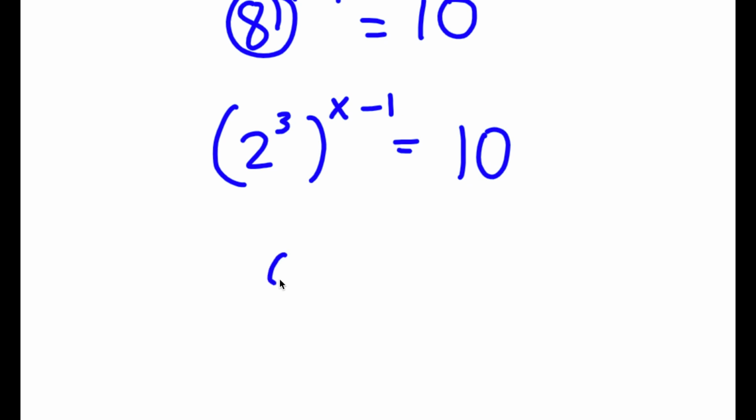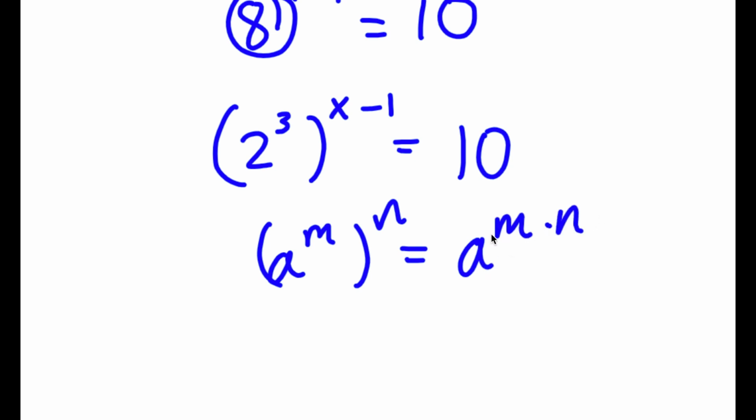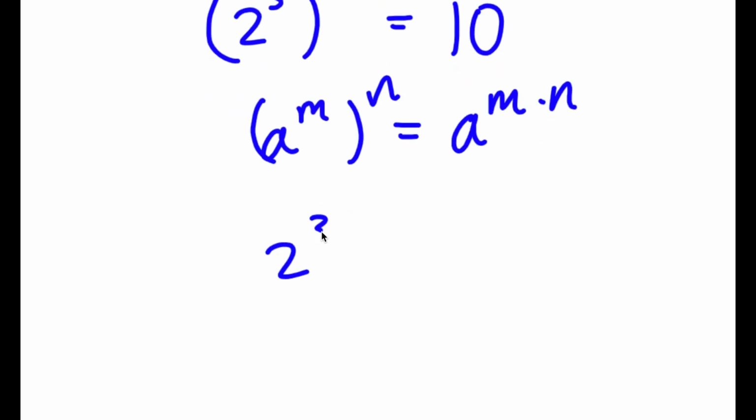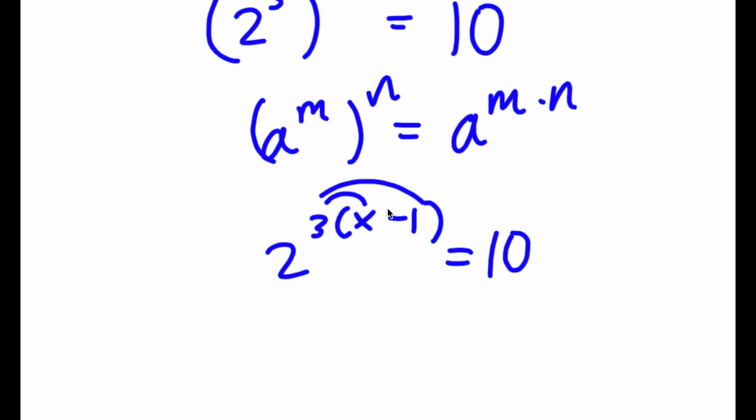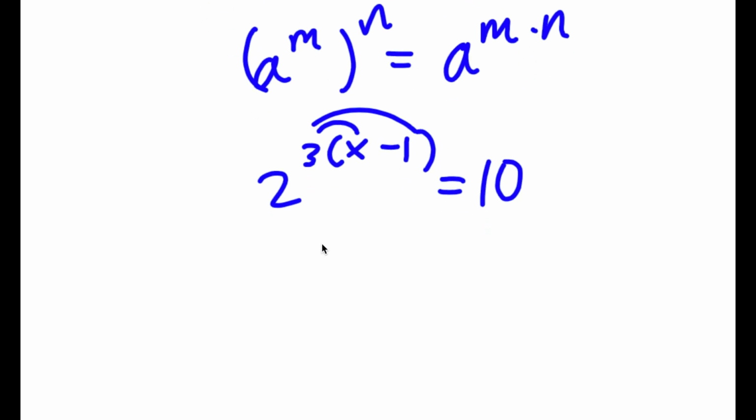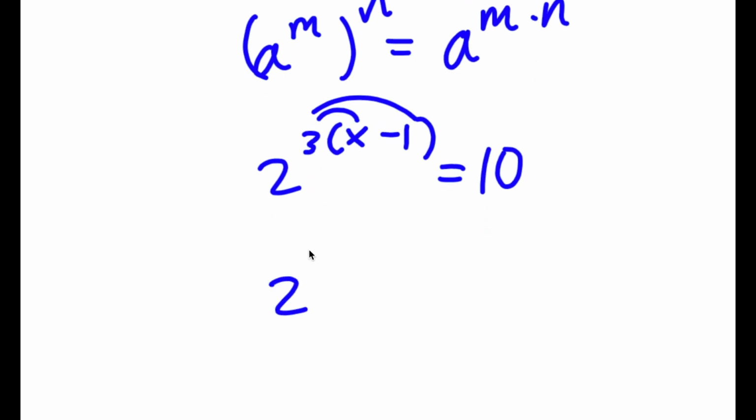And if I have something in the form (a^m)^n, this is equal to a^(m times n). So (2^3)^(x − 1) is going to equal 2^(3 times (x − 1)). And I can simply distribute the 3, so I have 3 times x plus 3 times negative 1. So 3 times x is 3x, and 3 times negative 1 is negative 3. So I have 2^(3x − 3) is equal to 10.